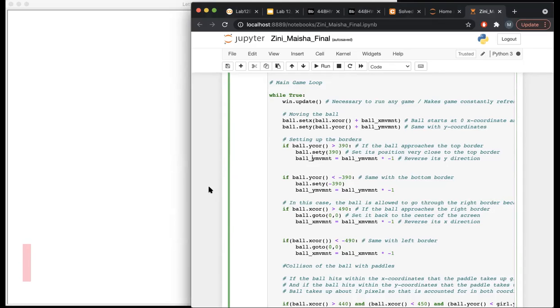And I did the same thing for the bottom border. If it were to surpass -390, if it were to go below this point, then it gets set at -390, and then it goes right back up.